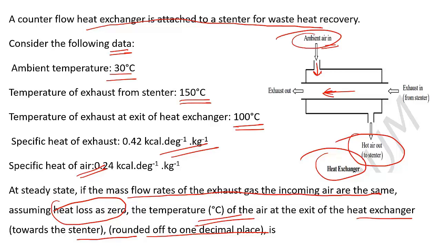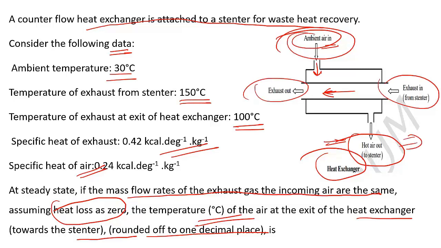In this question, the simple concept applied is that heat flow from the stentor is equal to heat flow out of the stentor. That means the heat flowing from the stentor exhaust is equal to the heat flowing out of the stentor, that is, at the temperature of the air out. This total heat from the stentor exhaust is equal to the total heat flow out of the stentor. Now we will solve this question using the data given.